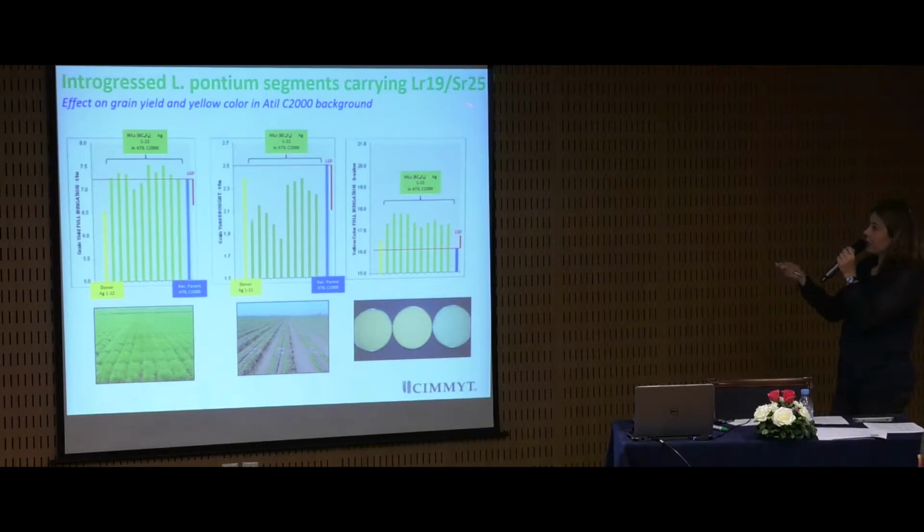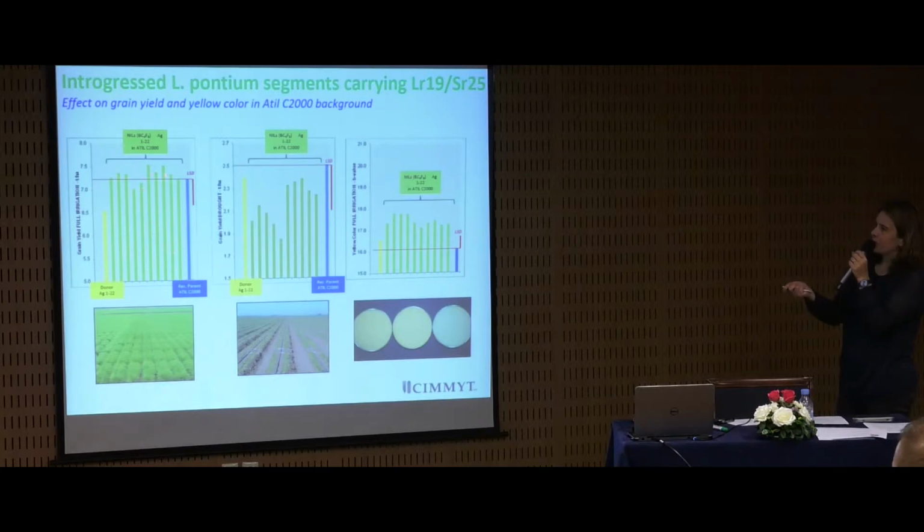This is a translocation of the leaf rust gene LR19 SR24. These two graphs show the yield in a background that is the line Atil C2000. So it's an older line, but a stable line in Karim's program. And you see these two graphs differ: this is yield in optimal environment, and this is the yield in the drought environment, so stress environment.